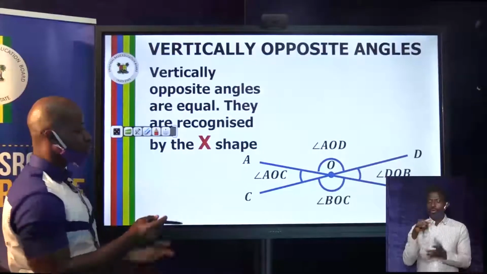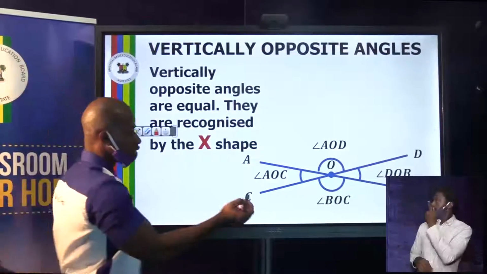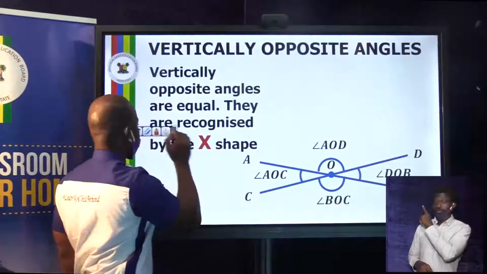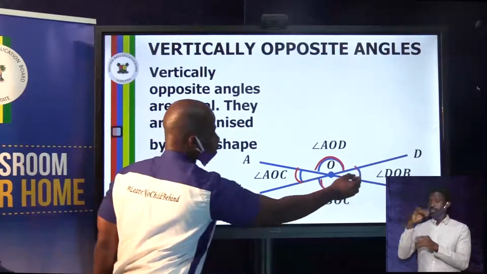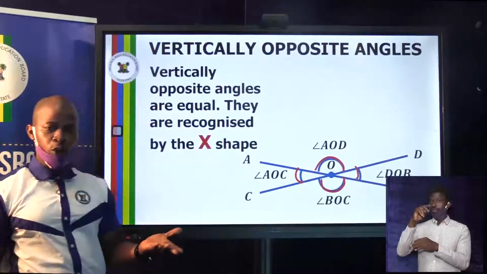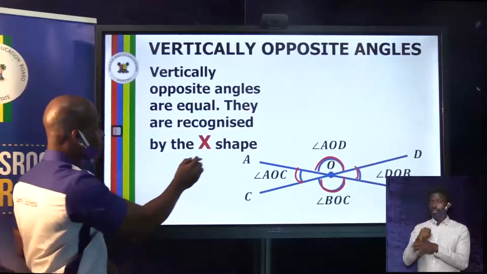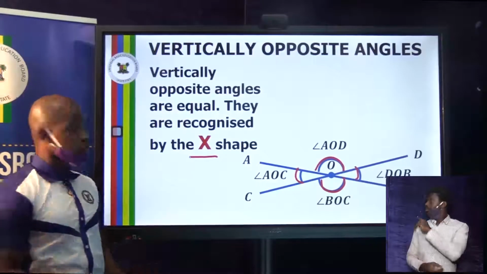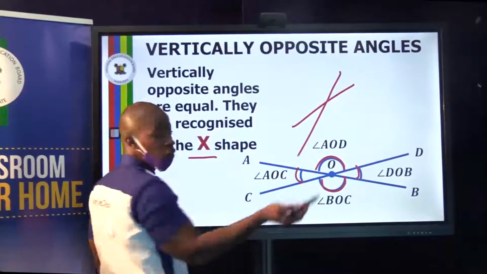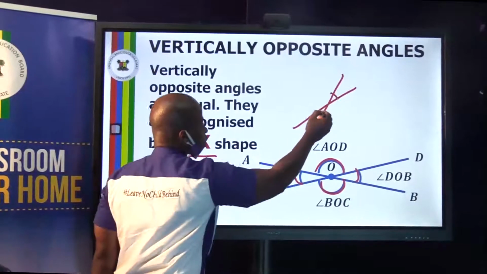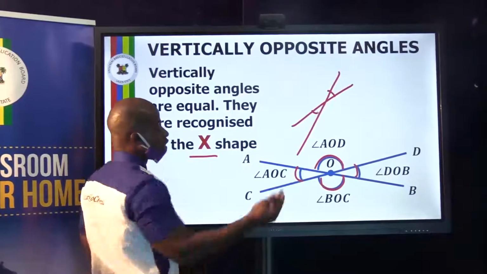Now, vertically opposite angles are always equal. They have the same size. This angle is the same as this angle, and this angle is the same as this angle. But how do you recognize vertically opposite angles? You recognize them with the X shape. Anytime you see lines crossing each other, no matter how they are drawn, once you can draw the X, the angles that are facing each other are vertically opposite and they are equal.